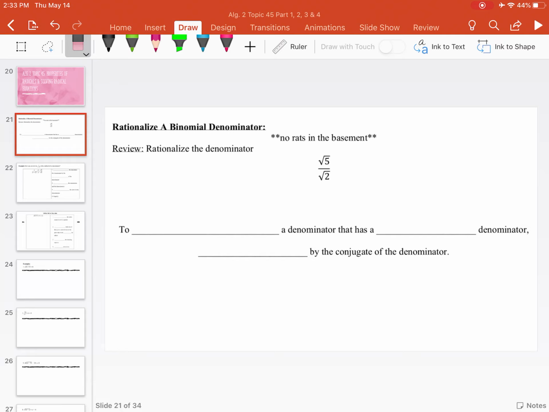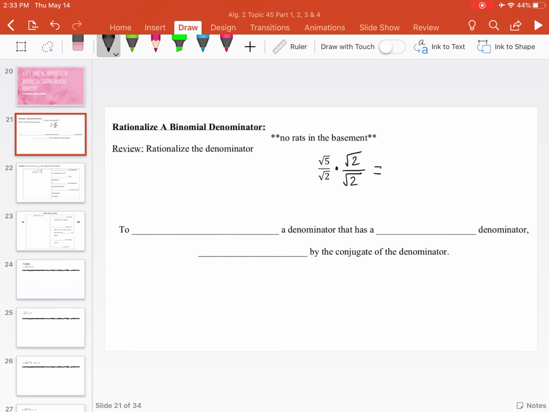First up, how to rationalize a binomial denominator, aka no rats in the basement. So remember how to rationalize the denominator. We do not want to have any radicals in the denominator. So what we can do is multiply the numerator and the denominator by root 2 over root 2 in this case, whatever is in my denominator. Now this is equivalent to 1 because root 2 divided by root 2 is 1. So we're not changing the overall value of the expression.